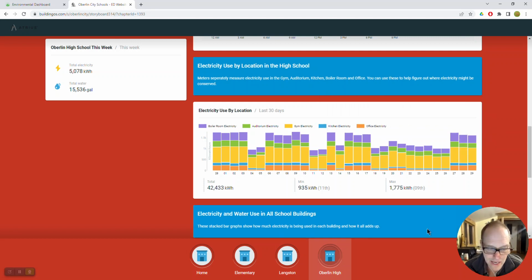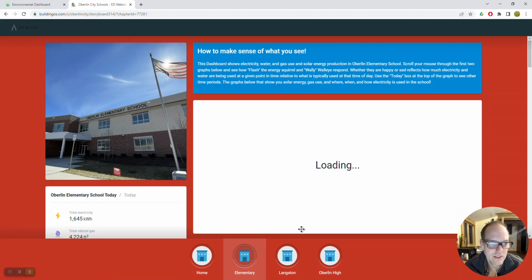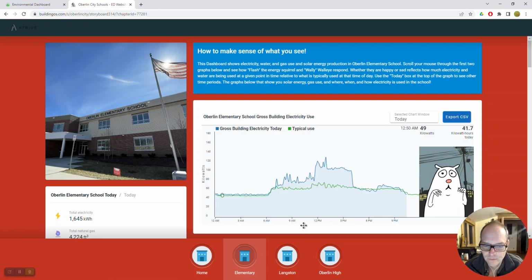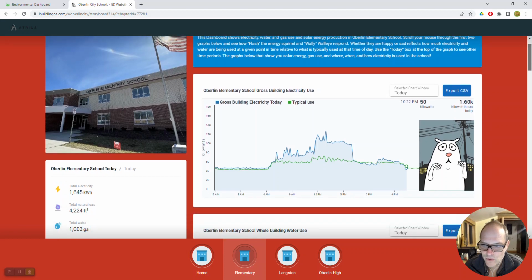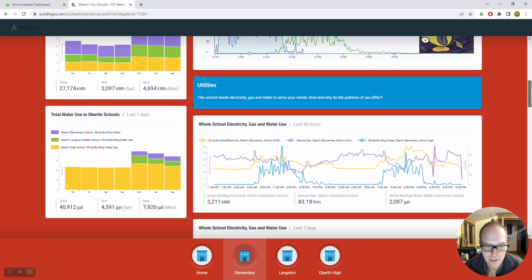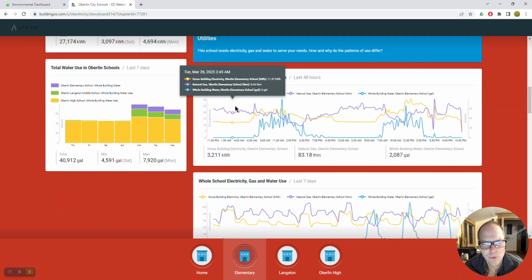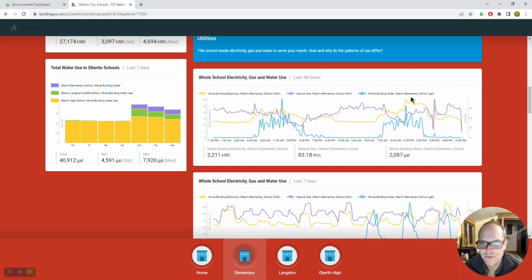And then the one where there's tons of different things metered is actually the elementary school. So I'll click on that for a second. And again, there's the squirrel, there's the fish, and this gives you a breakdown of the different utilities going into the building. So it's got electricity consumption, natural gas consumption.